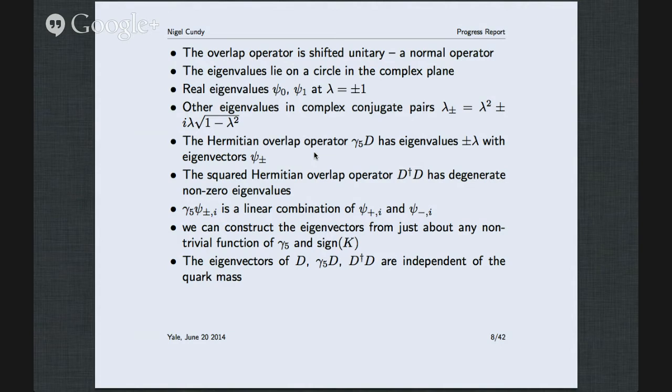I should also mention the eigenvectors of the Dirac operator and the Hermitian form of the Dirac operator are independent of the quark mass. Again, for Wilson fermions, for example, this isn't the case, but for overlap fermions, they are independent of the quark mass. So you can calculate them once on your configuration, and then no matter what mass you want to put in, you have the same eigenvectors.